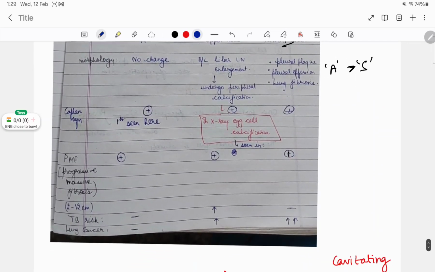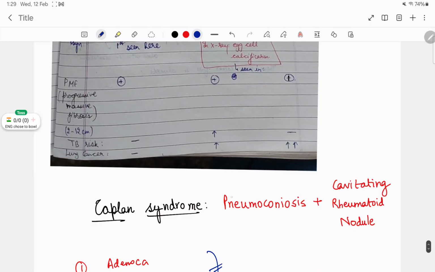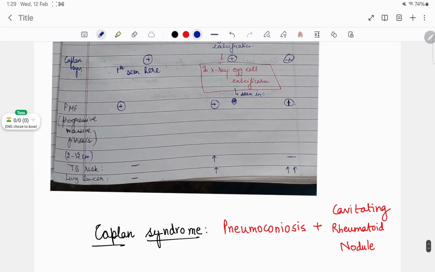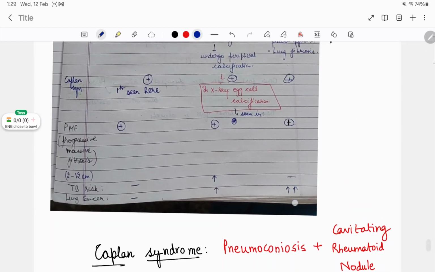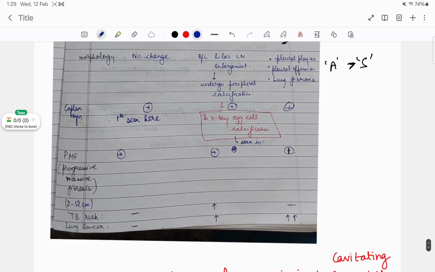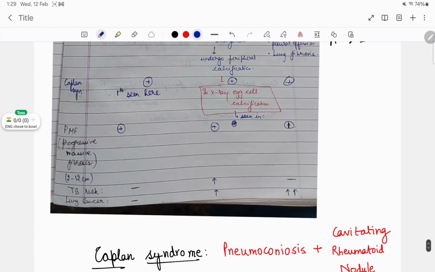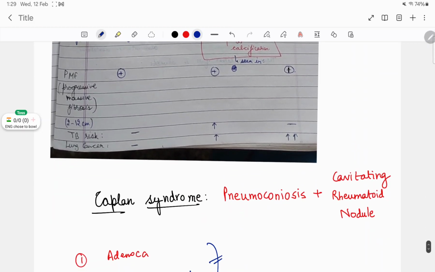What is Caplan syndrome? Caplan syndrome means pneumoconiosis with cavitating rheumatoid nodule. In Caplan syndrome, we have this thing that it is only associated with coal worker pneumoconiosis and silicosis. No, it is associated with all three of them. And I used to learn like this.